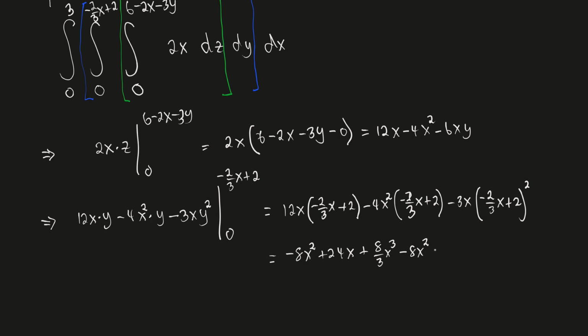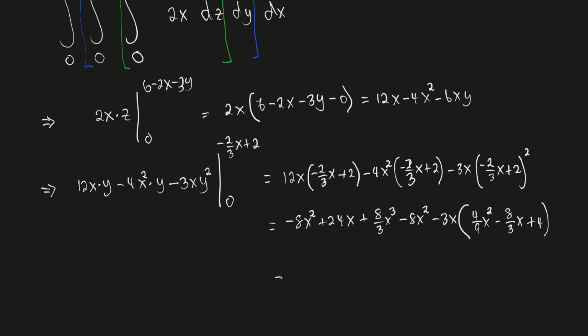So let me bring down the negative 3x. And then when we FOIL out the negative 2 thirds x plus 2, we'll have a 4/9 x squared, negative 8 thirds x. And then because of that, remember we have to do the 2ab, so multiply these two and multiply by 2, so that will give us negative 8 thirds x, and then square the 2, so we'll have plus 4. All right, so let's see what we have.